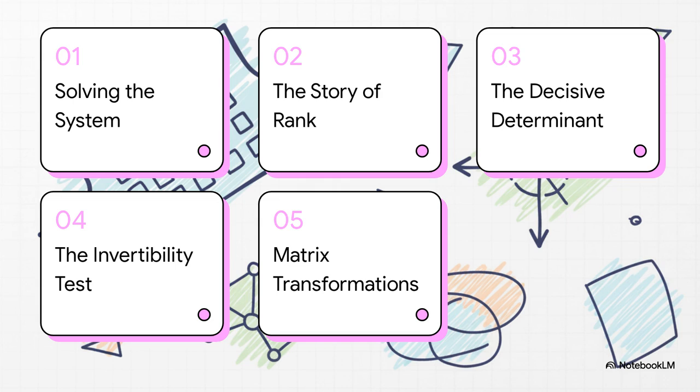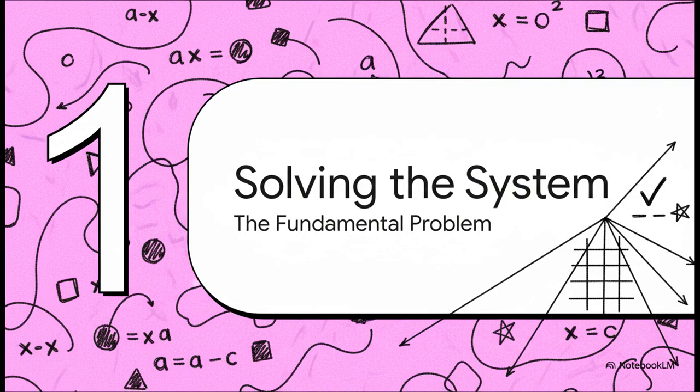We're going to start with solving systems, then get into the story of rank, the decisive determinant, and the big invertibility test. We'll wrap it all up with how matrices are actually transformations. We're going to build this from the ground up, moving from a concrete problem to some really powerful big ideas. Okay, let's dive in. First up, solving the system.